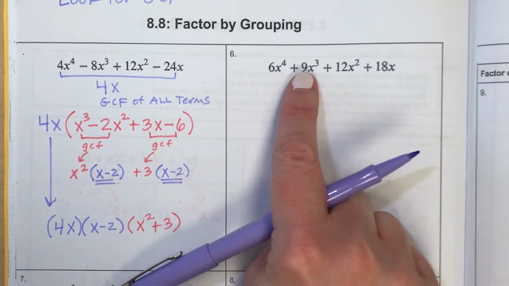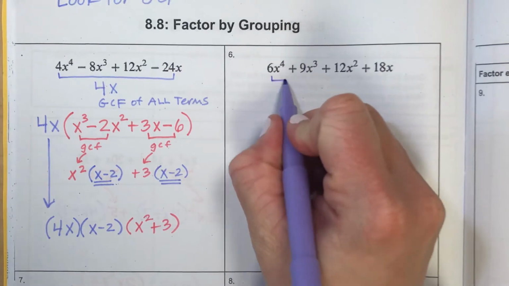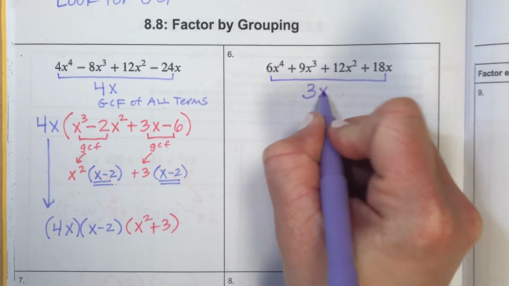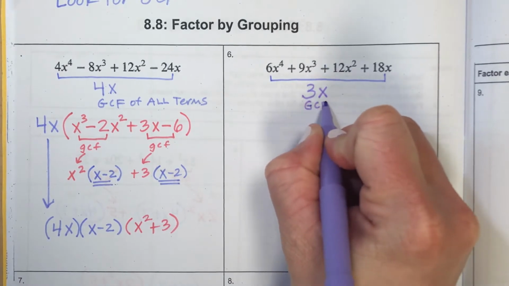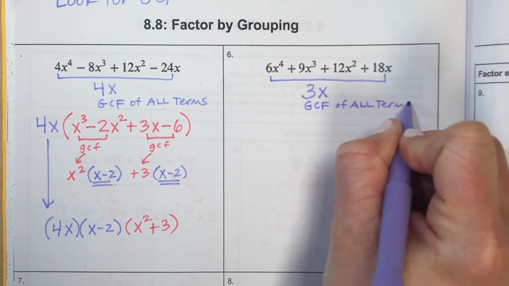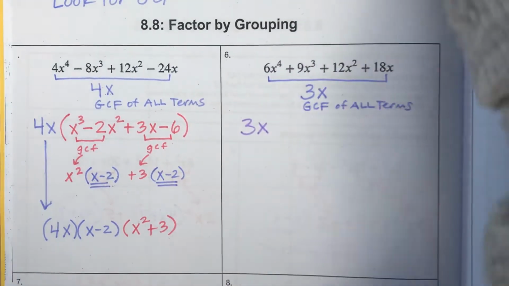Okay, now I'm going to do the same thing over here, and I'm going to notice here, before I start, is there anything I can take out of every single term? Are they all divisible by a number and a letter? And in that case, all of these terms are divisible by 3 and the letter x. So this is your GCF of all the terms. So I'm going to take that GCF out front first.